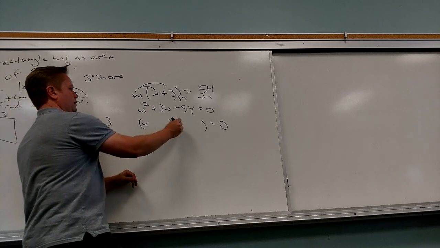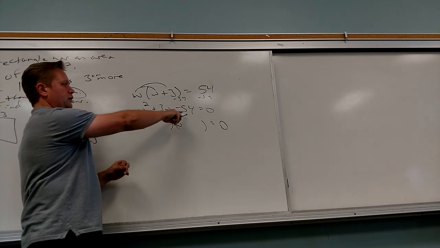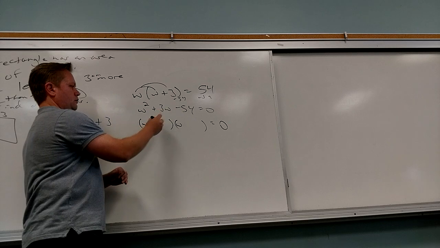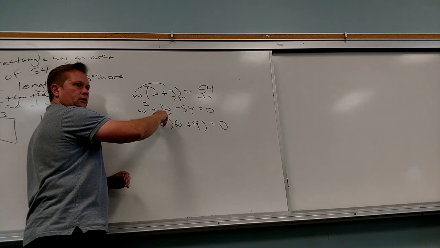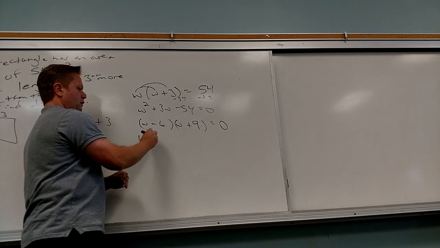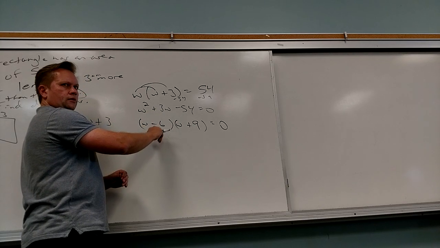So let me do this part. W times W, I got W squared. What numbers do you guys get? Minus 6 plus 9 makes negative 54, adds to be 3. So what am I getting for the width? I'm getting the width is either negative 9 or 6.